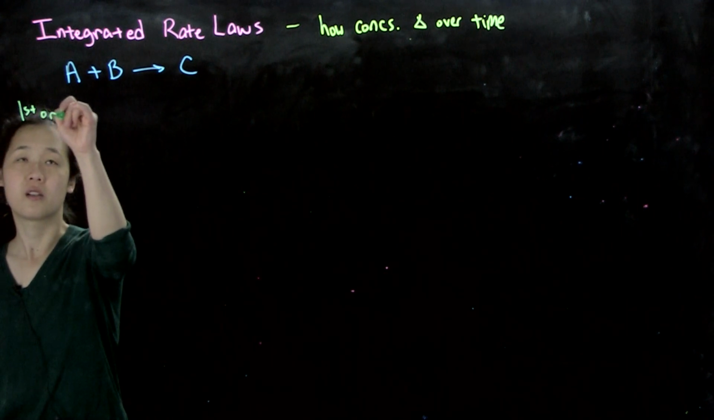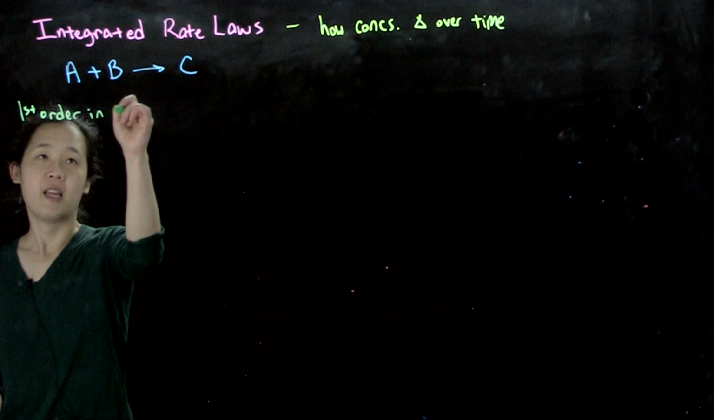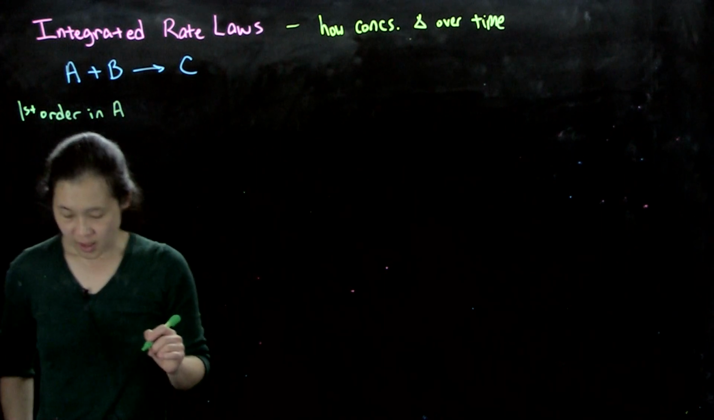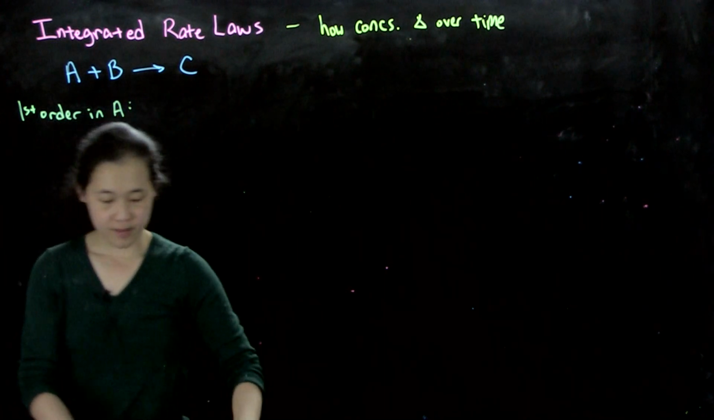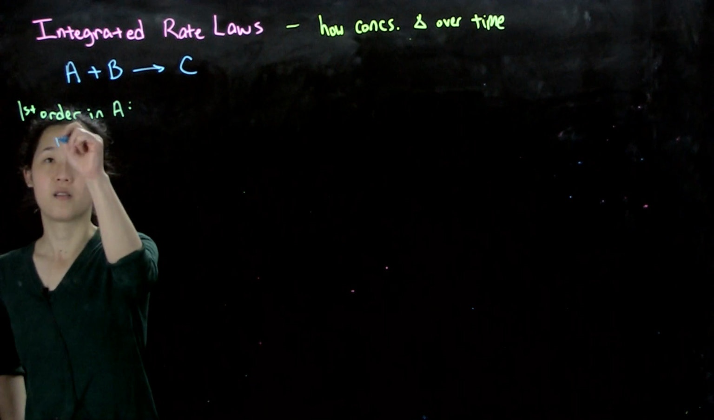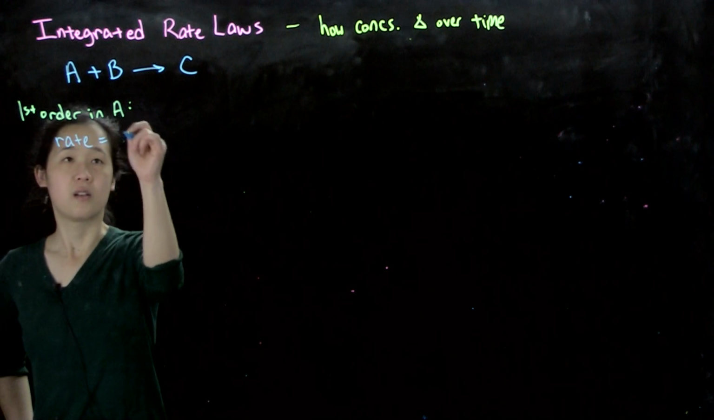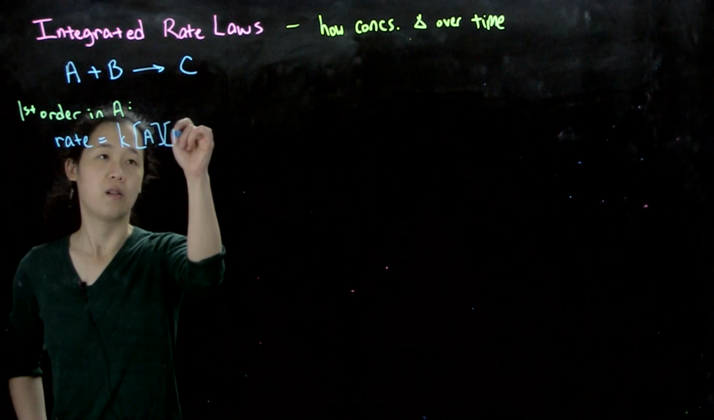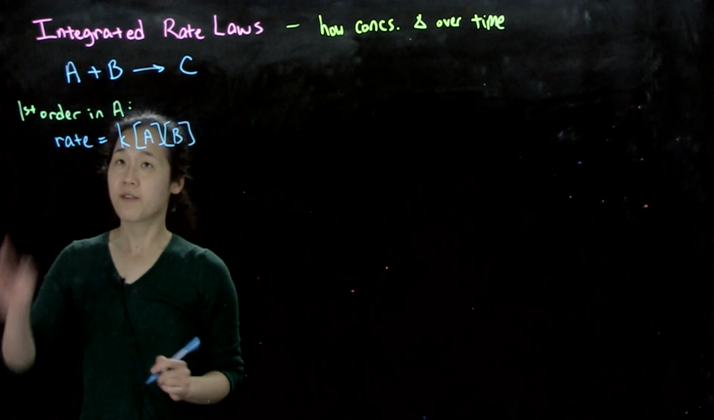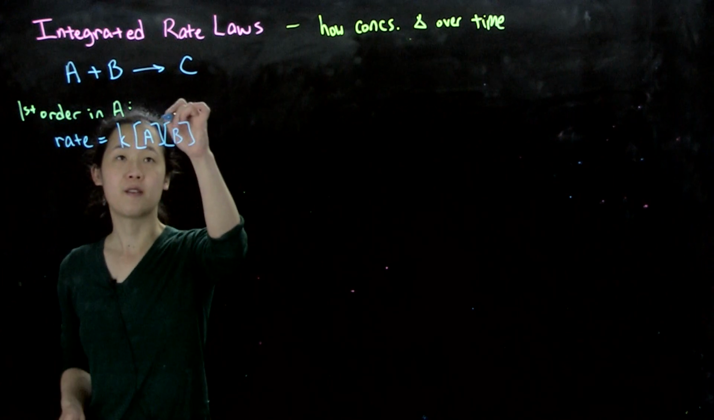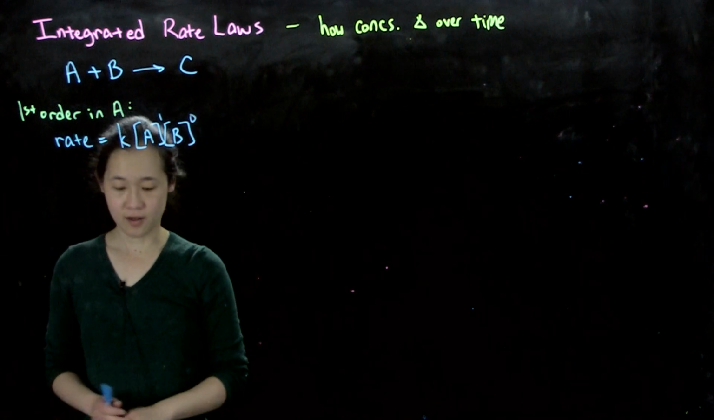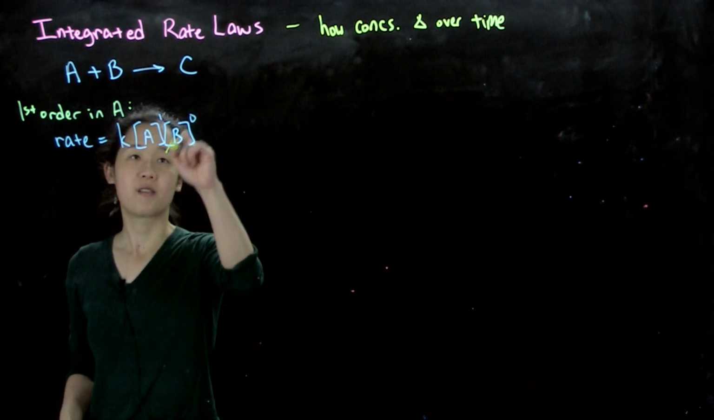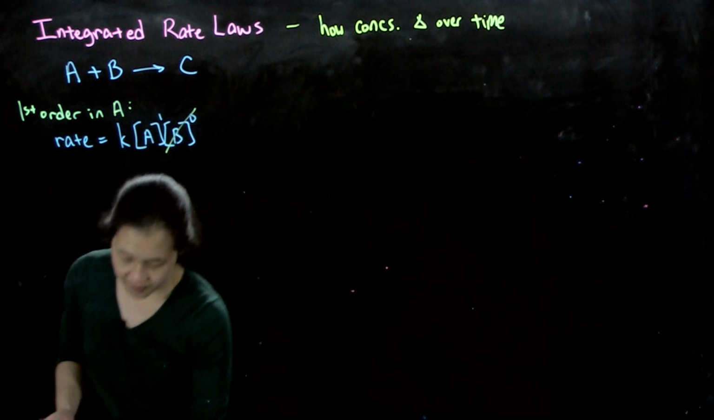First order in A, then we'll know that our rate must be K[A]. And so if we're saying first order in A, zero order in B, then it's overall a first order reaction. So just ignore the B. So it's first order in A.